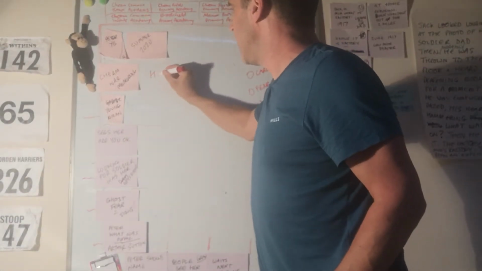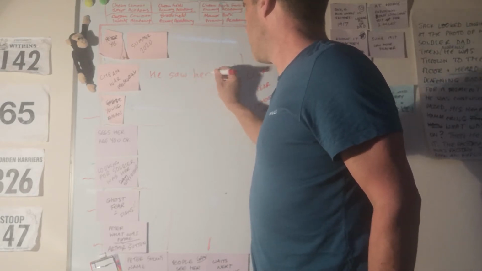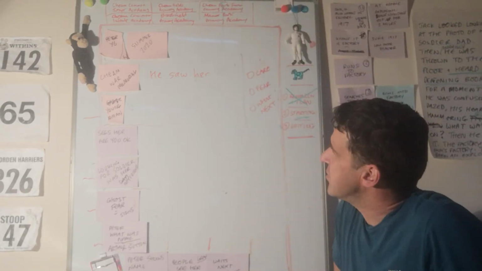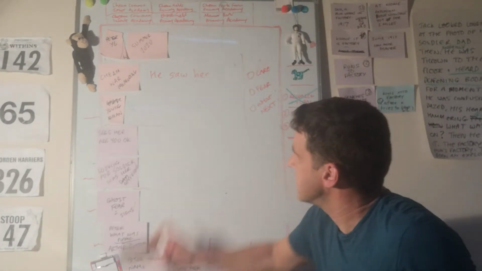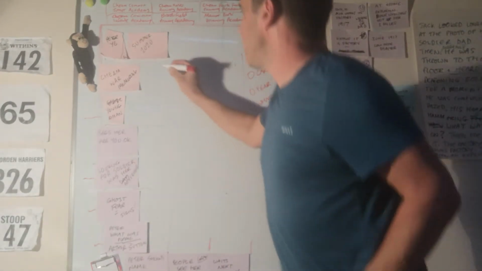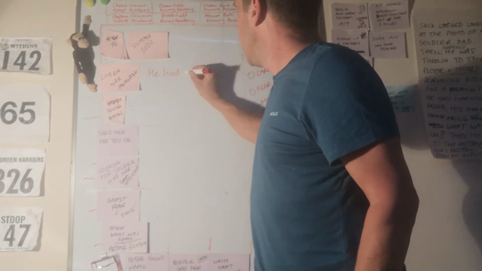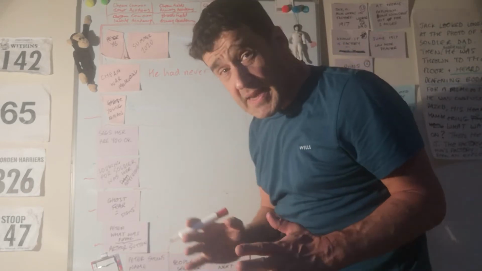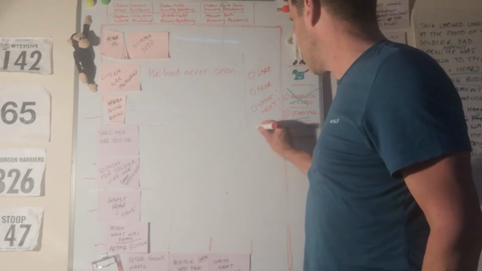Let's try, he saw her, I don't know, have I messed it up already? No, I'm going to start again. He had never seen her before. That's interesting, isn't it? Hopefully. You've got to make it, I suppose if you make it mysterious and you get the reader to ask questions, that's a good way in. That's another good one to tick off.